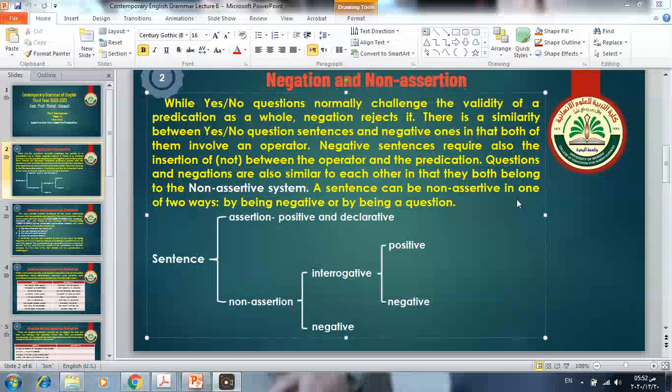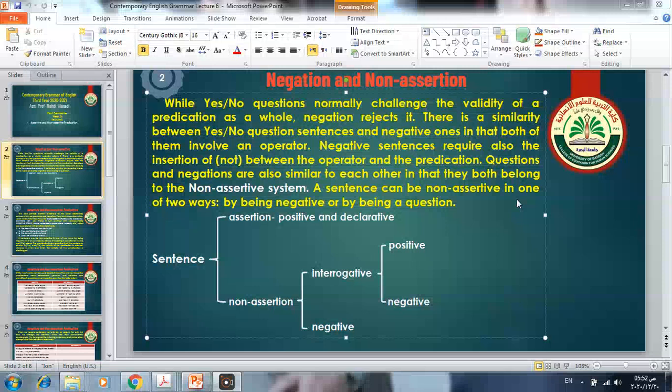The case with negative sentences is different because the predication is demolished. The predication is refuted, because we reject the predication altogether. So, for example, we say: he is not a pilot. So we are rejecting the idea that he is a pilot. We refuted this predication.